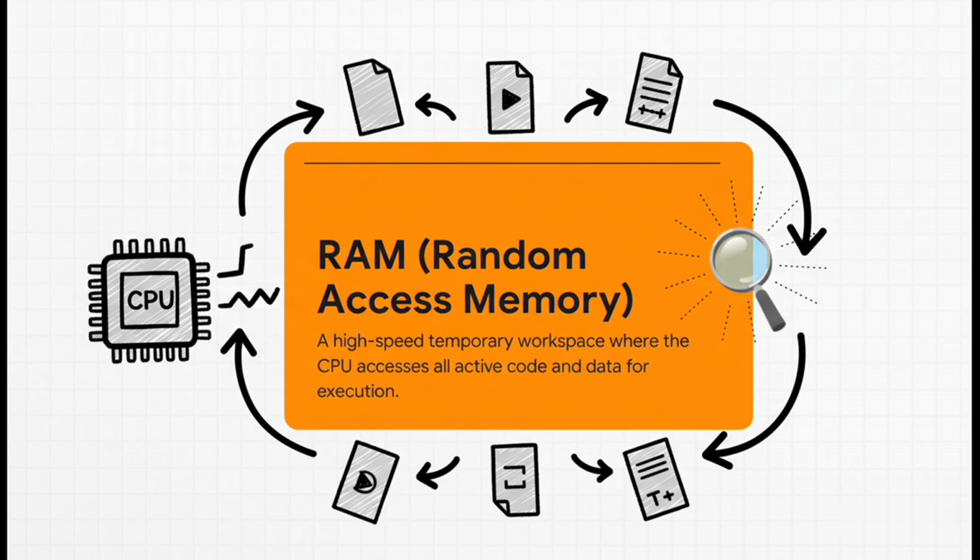And listen, this is a really important point to get. The brains of the computer, the CPU, literally cannot execute instructions or access data that isn't in RAM. It's the only place the action can happen. It's the official staging area for everything.